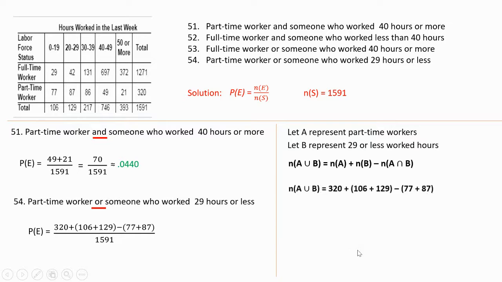So check this out. This is 320, and the ones that work 29 hours or less are these two here, the 106 and 129. And then minus where they intersect. They intersect right here. That's why it's 320 plus parentheses 106 plus 129 minus 77 plus 87, which are these two here. And here's my answer. So this is my total answer. It's 391 over 5091, approximately 0.2458. And again, this is the hardest one of these types of problems. Okay, I'm going to move on.